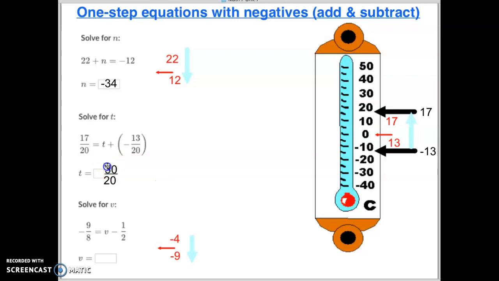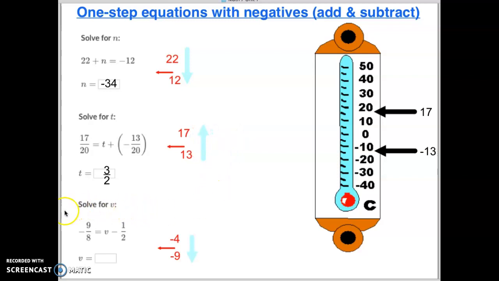Now the problem is if you put in 30 over 20 on Khan Academy, it will say you're almost there, but you need to simplify your fraction. Let's see, 30 over 20 could simplify to, oh yeah, 3 over 2. So we'll just change that to 3 over 2, and that would be our answer. Okay? All right, let's move that out of there.